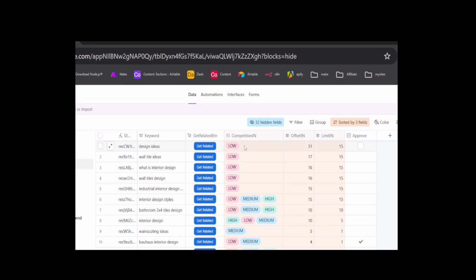The inputs are whether I want the search to be for low, medium, and or high competition only. So if I leave it at low, I'm only searching for low competition related to design ideas. This is the offset so that when I search for new keywords, I won't pick up the first 31 because I've already searched them, and I'm saying I want 15 on the next run. And this column is if I approve the keyword for content generation.